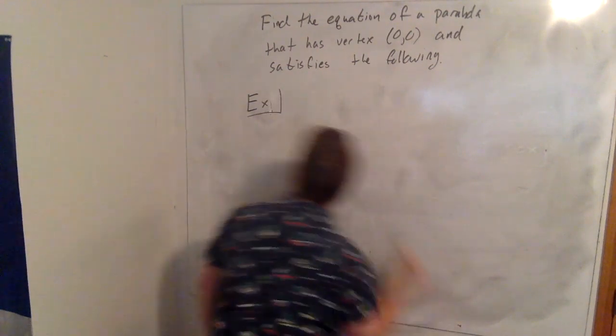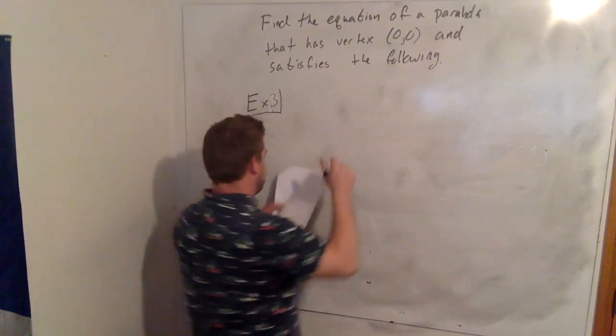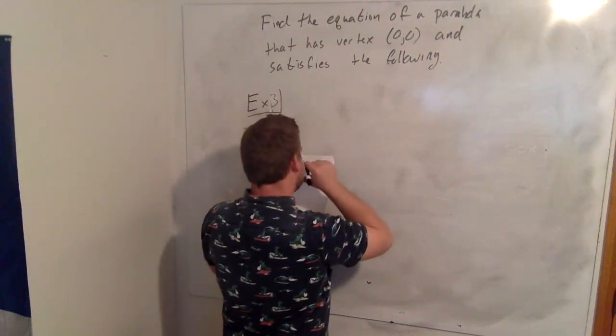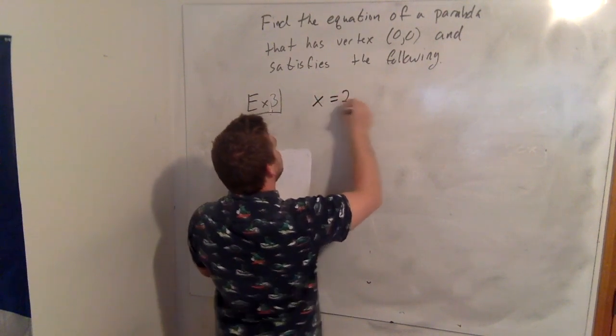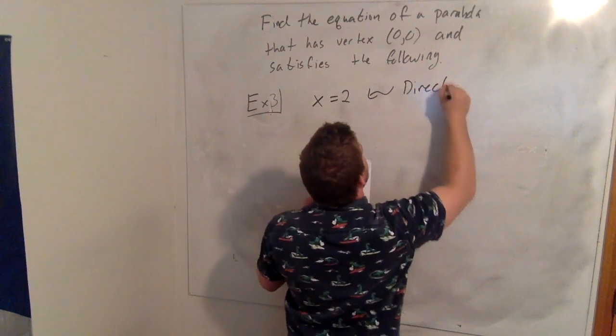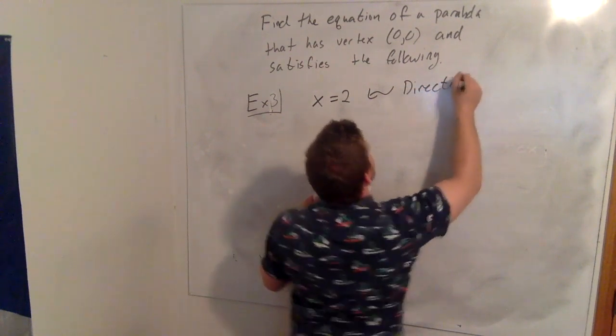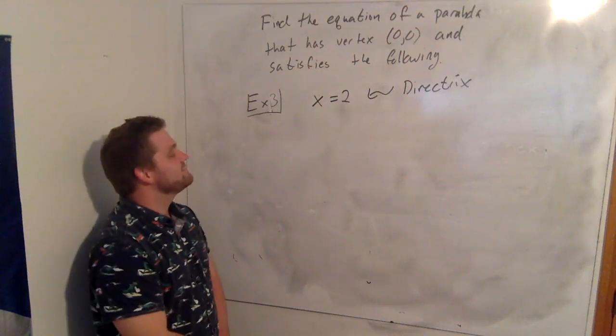Example 3. Let's say the parabola has the directrix, the line x equals 2. This is the equation of the directrix. Let me go ahead and pause the video and see if you can come up with the equation of this parabola here.